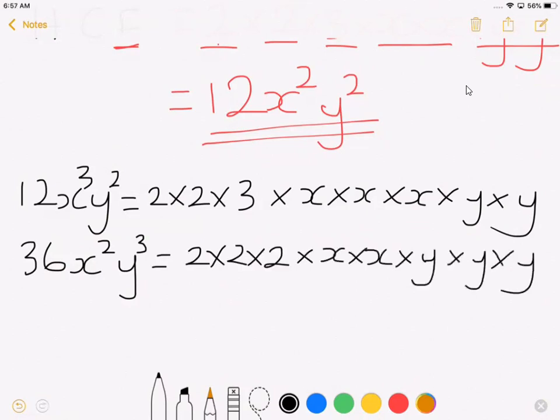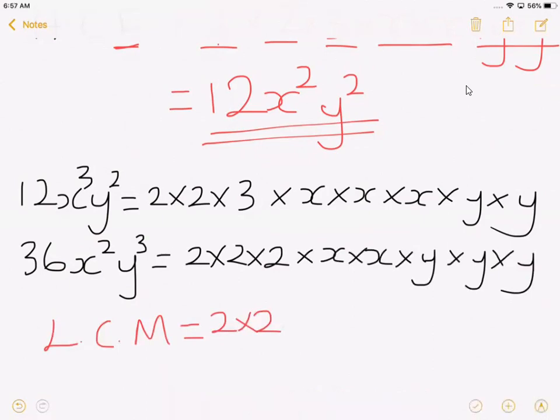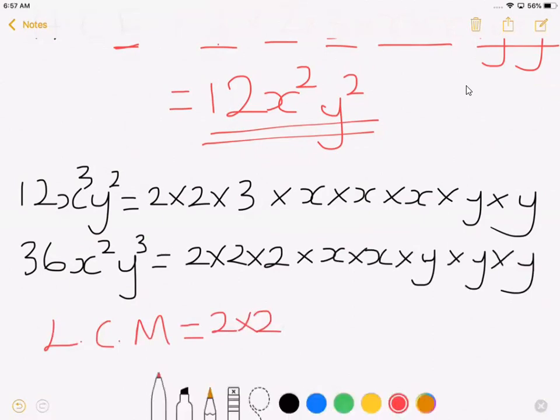And when we are looking for the lowest common multiple, I compare the 2's. I take the side with the highest 2. In this case, the number of 2's are the same, so I'll take 2 2's. I compare the 3's. No, here I made a mistake again, sorry. 36 is equal to 2 times 2 times 3 times 3 times x times x times y times y times y.